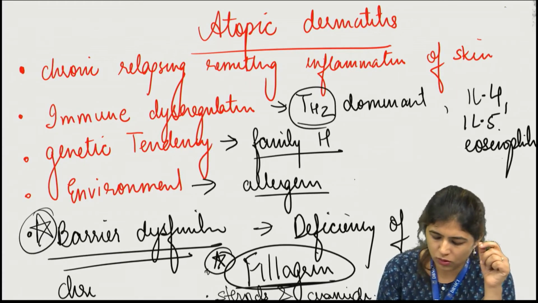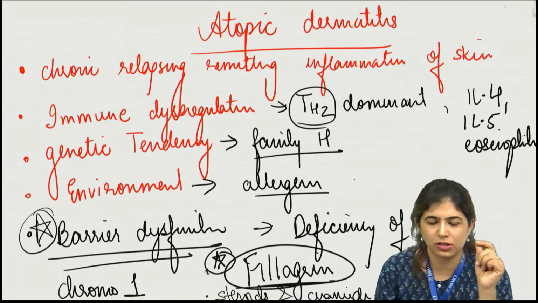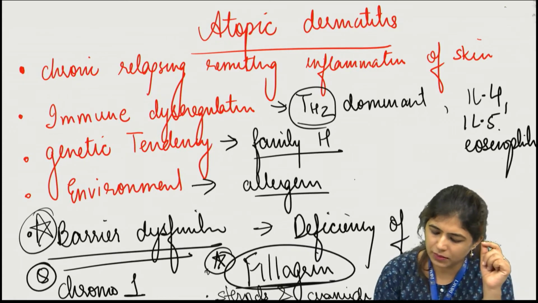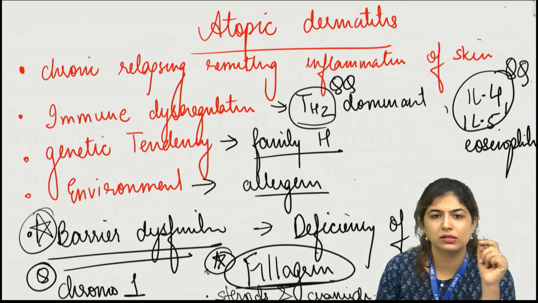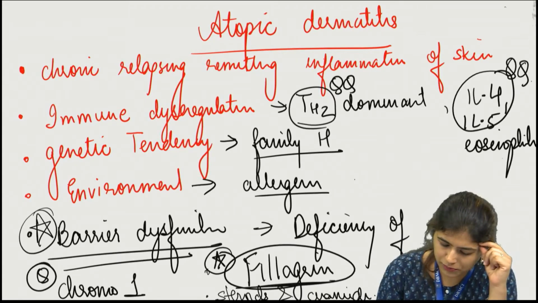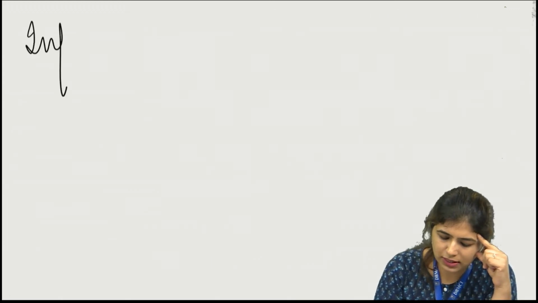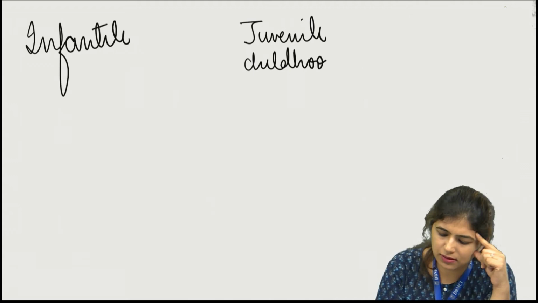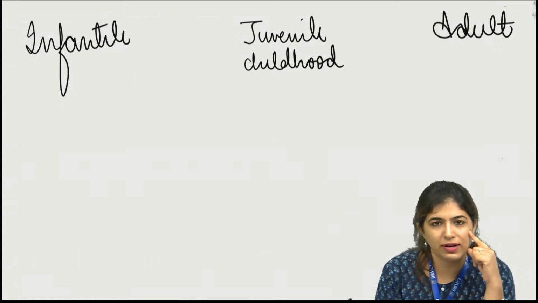What chromosome? Chromosome 1 has the gene for this. So please remember chromosome 1, filaggrin, Th2 dominance, these interleukins. Clear to everyone? Yes? Very good. Now, it has three phases. One is the infantile phase, then you have the juvenile or the childhood phase, and then you have the adult phase.